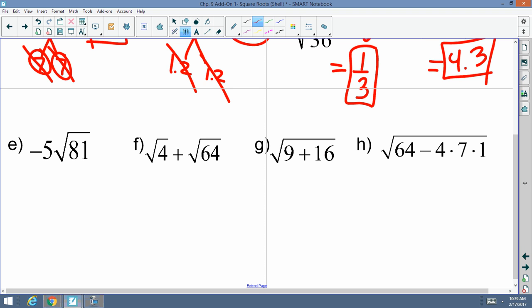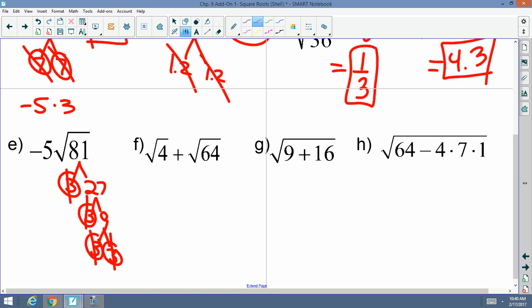But let's just say you don't. 81 can be broken down into 3 times 27. 27 can be broken down into 3 times 9. 9 can be broken down into 3 times 3. Now remember what I said, guys. This is a square root, right? Because there's no index. It's invisible. So I have this -5. Now pay attention. Every pair of values comes out as 1 of that value. So a 3 and a 3 comes out as a 3. A 3 and a 3 comes out as a 3. And that's why we have -45.